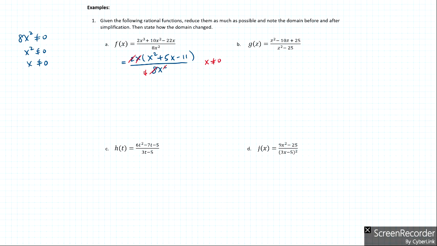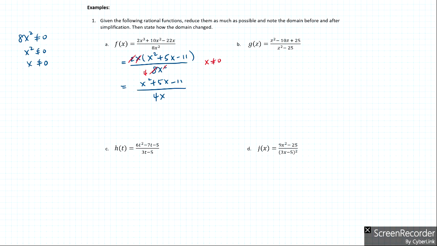And then if we look at what's left over at this point, we are down to, on the top, just x squared plus 5x minus 11, and this is all over 4x. And if we check on the numerator, we could try to see whether we can factor it again, and if you check it, you will see we want to find two numbers. The product will be negative 11 and the sum will be positive 5.